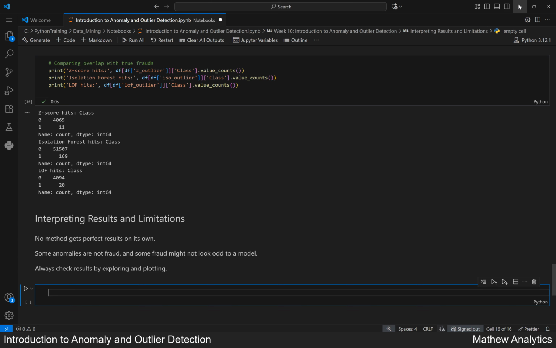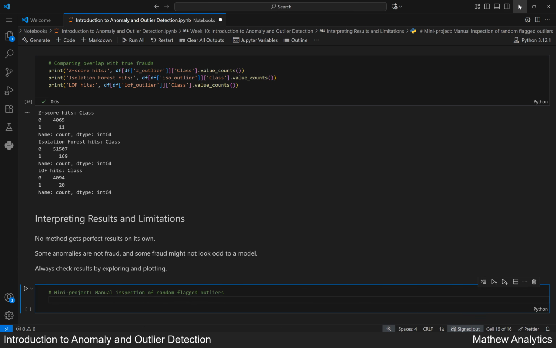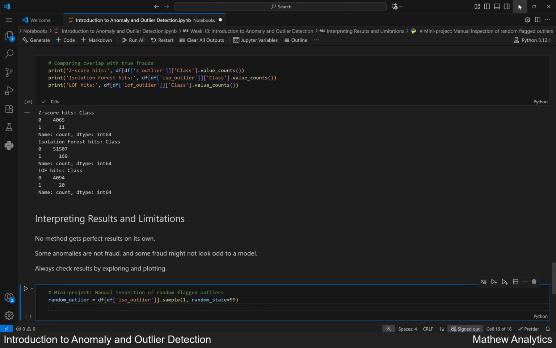Let us look at a real outlier found by the model and see its details. This is a mini-project for manually inspecting a randomly selected flagged outlier. We select one random row from the data frame where the isolation forest has flagged an outlier, using a fixed random seed for reproducibility. We display key columns of this randomly selected outlier to examine its features and compare the results from different outlier detection methods.